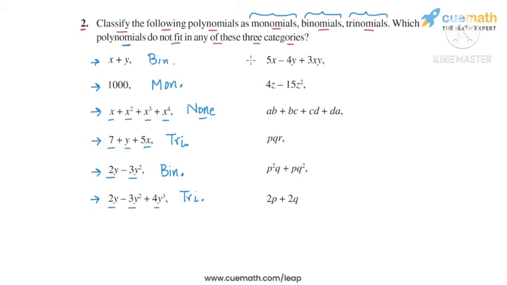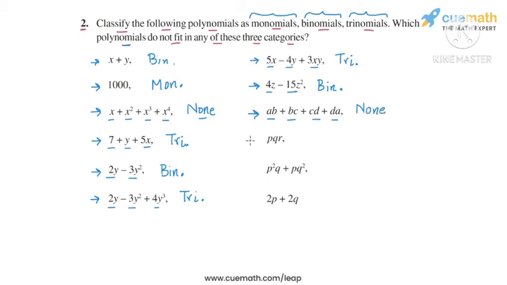Then the seventh expression is 5x minus 4y plus 3xy. So there are 3 terms in this expression. So this will also be a trinomial. The eighth expression is 4z minus 15z square. So 2 terms. So this is a binomial. The ninth expression is ab plus bc plus cd plus da. So it has 4 terms and hence it does not fall into any of the three categories. So we will write none in front of this expression.